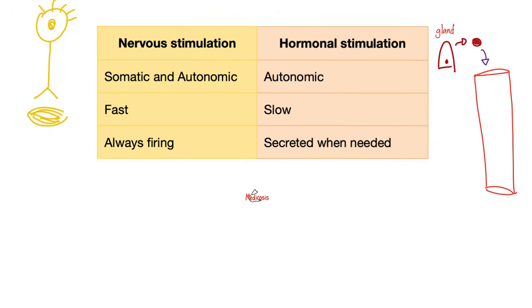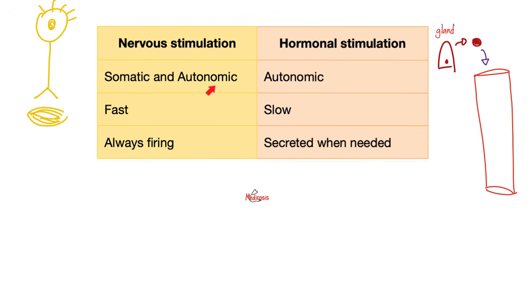Let's compare nervous stimulation and hormonal stimulation. Nervous stimulation is fast. Hormone is slow. It takes time. Look at this: a neuron, boom, muscle contracts. That's very fast. But with a hormone, the gland has to make the secretion and then secrete that hormone. And then the hormone goes to the bloodstream, and the bloodstream will take it to the heart. The heart will pump it all over your body. Oh, it takes a lot of time.